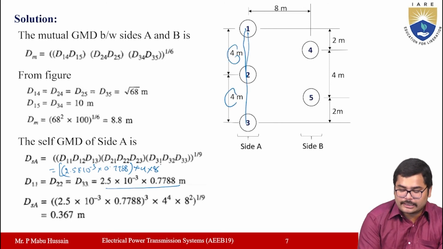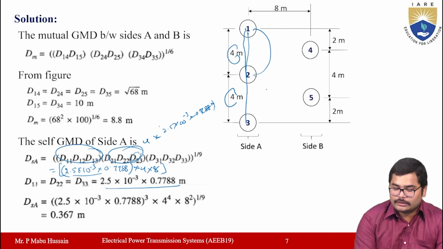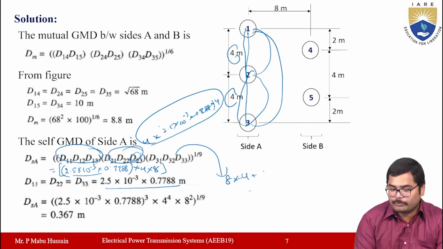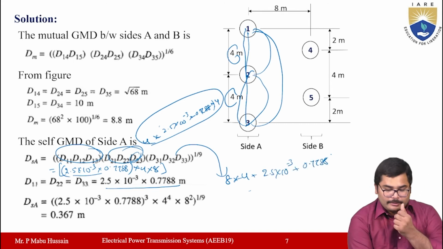Okay, so again if you write for this set, D21 will be 4. D22 will be this total value, 2.5 into 10 power minus 3 into 0.7788. Okay, D23 will be 4. So this is for the second set, and for the third set, D31 will be 8, and D32 will be 4, and D33 will be 2.5 into 10 power minus 3 into 0.7788. Right, so these all three products will be the DSA.